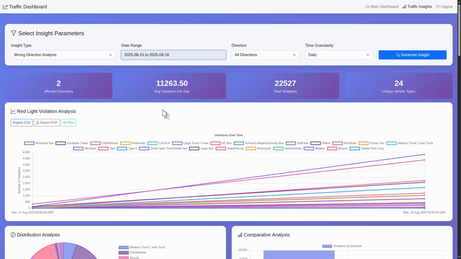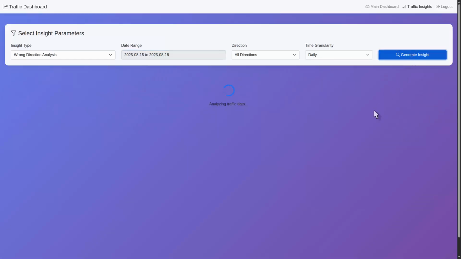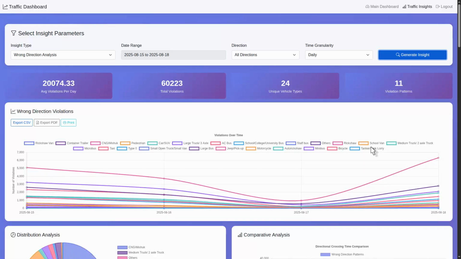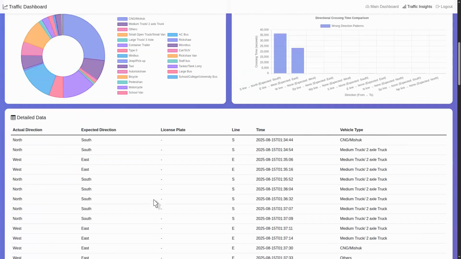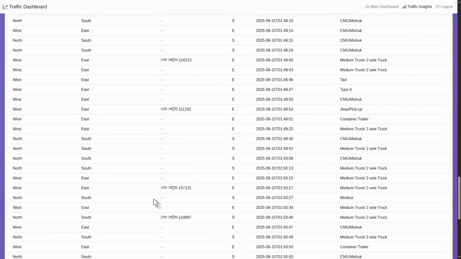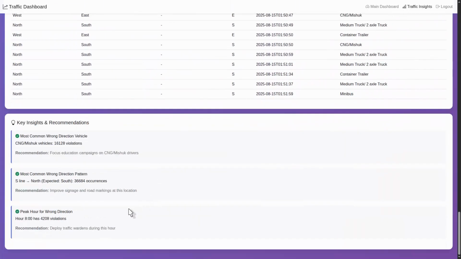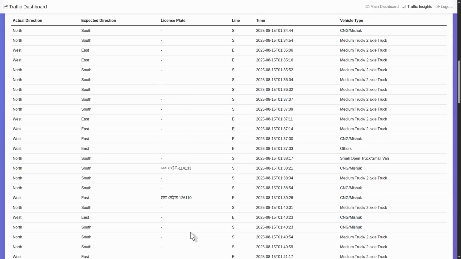For the wrong direction analysis, we select the date range from 15th to 18th August, and the time granularity is daily. So within this 4 days time range, the 17th has lower wrong direction violations, and also the pie chart. The key insights are that CNG Mishuk are the most violators, and the south to north line has the most violation occurrences.